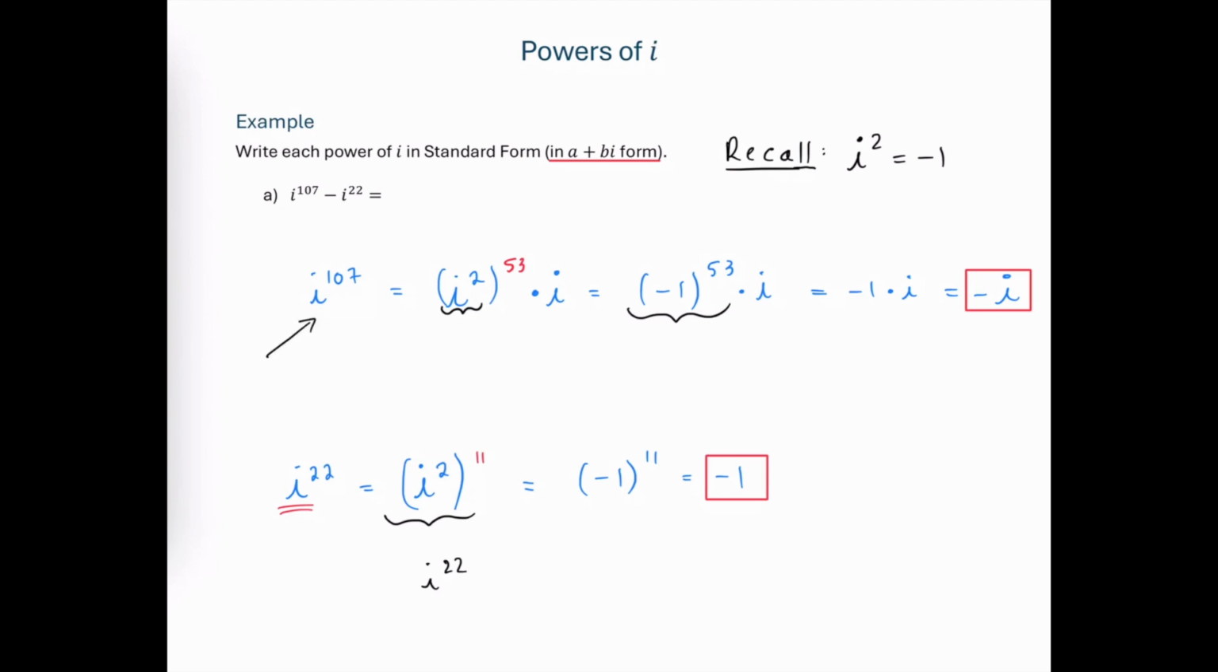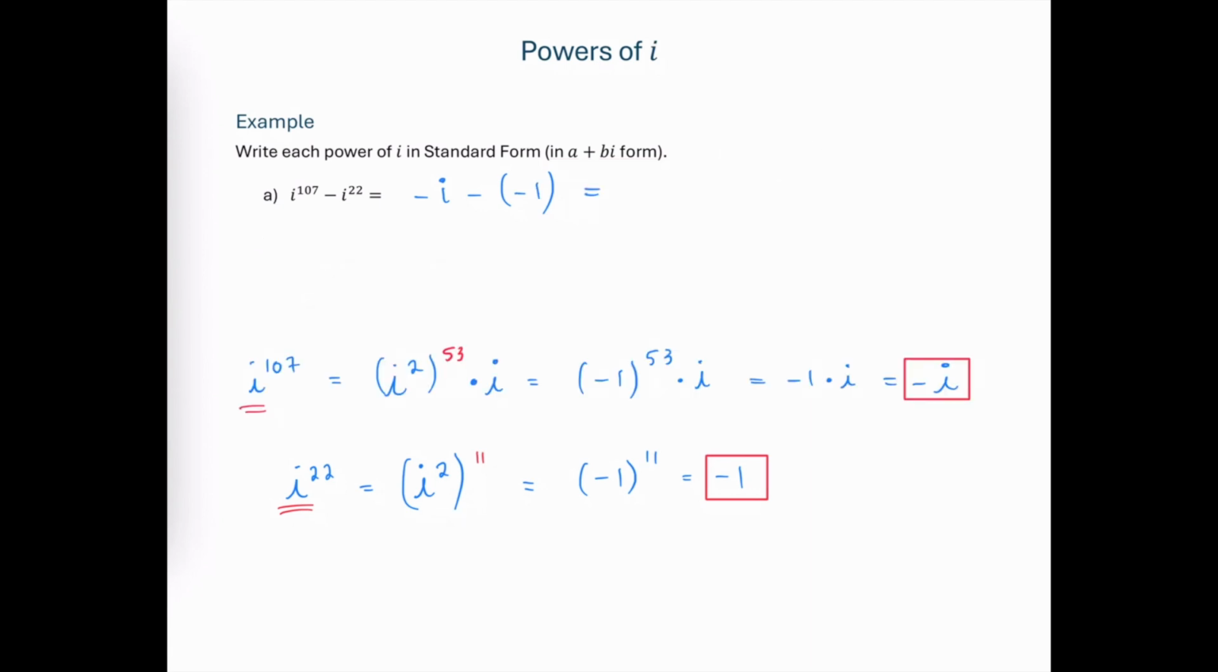So i to the 107 is -i, and we'll replace this i to the 107 with -i. From that, we're going to subtract i to the 22 power, and we'll replace that with -1. So subtracting i to the 22, we replace i to the 22 with -1, and from here we simplify. This becomes -i plus 1. We actually prefer to see that real component first and the imaginary component second. Since our i is now raised to the +1 power and we have a real number plus or minus a real number multiple of i, we consider this to be finished since it's in the standard form.